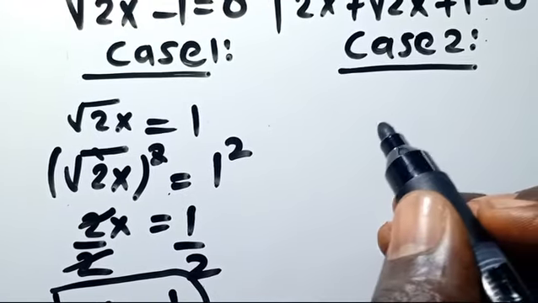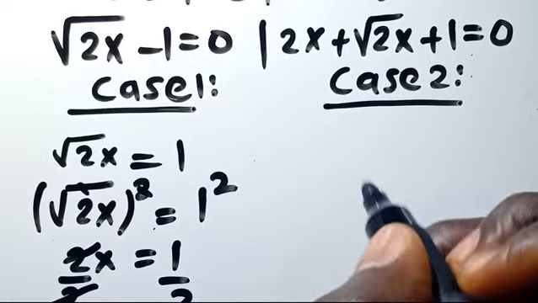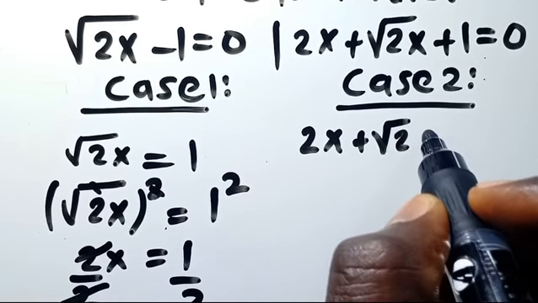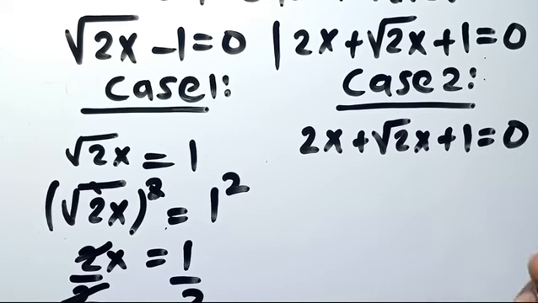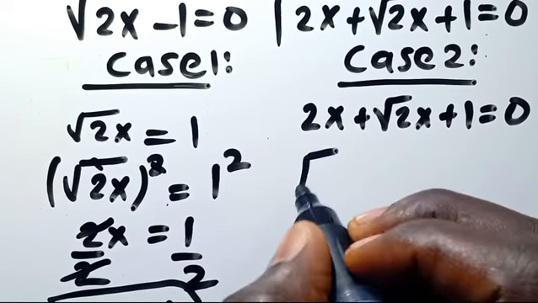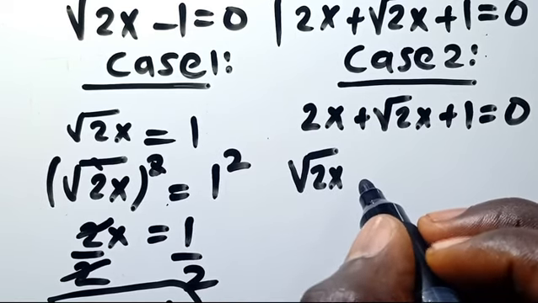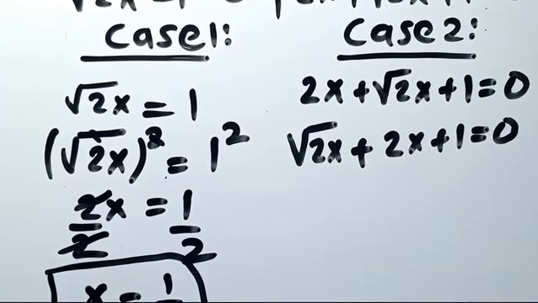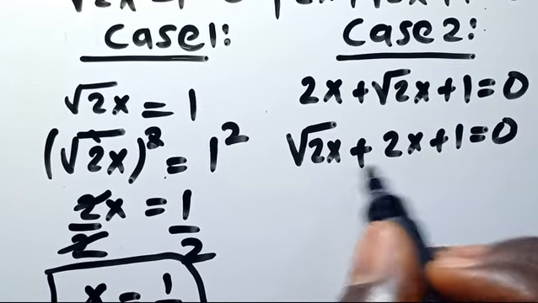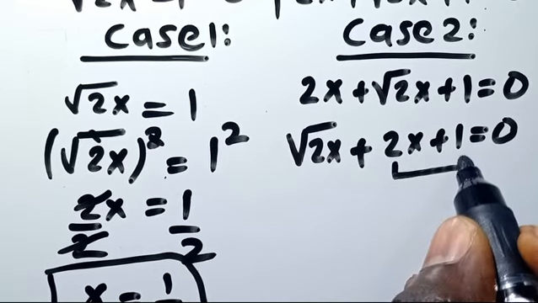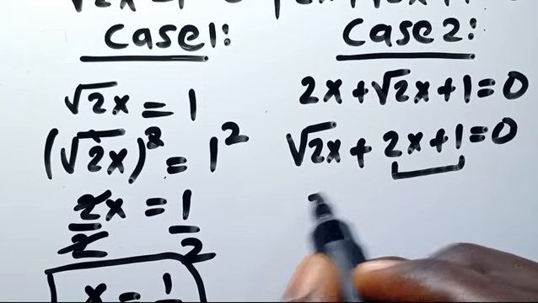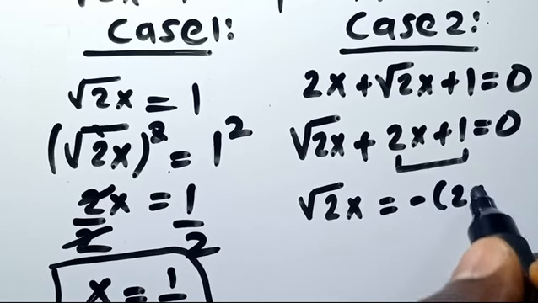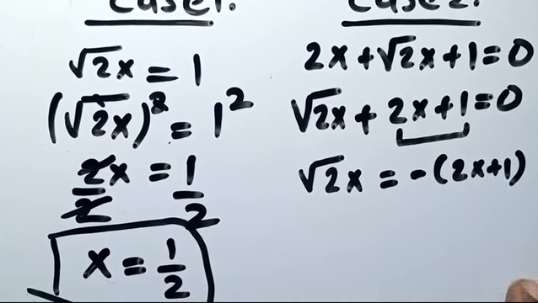Now from case 2, we have 2x plus root 2x plus 1 equals 0. To arrange this expression, we have root 2x plus 2x plus 1 equal to 0. So from here, let's take this term to the other side. So we are going to have root 2x equals minus (2x plus 1). Let's square both sides.